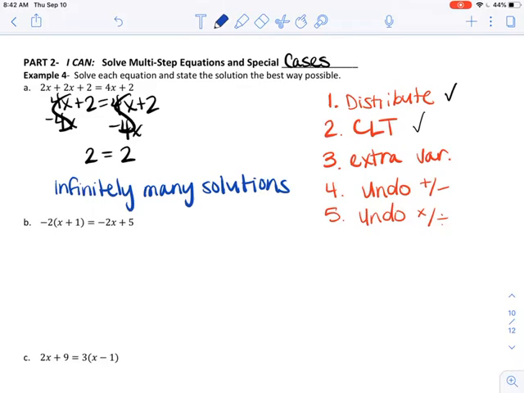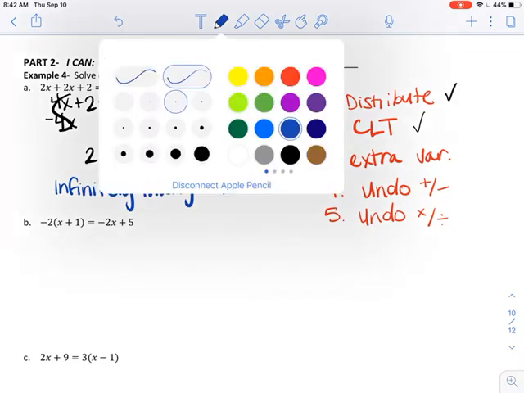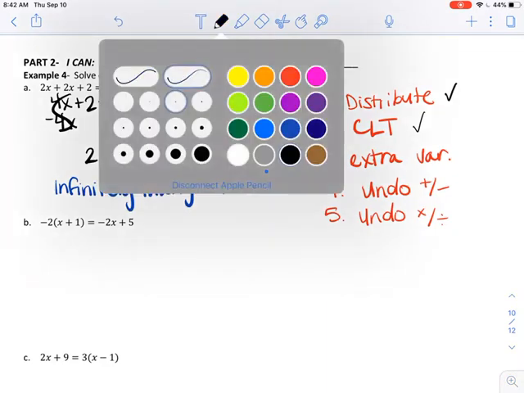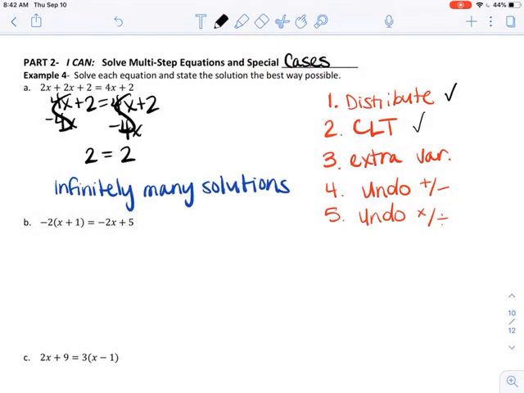Okay, so now we're going to go ahead and do the next one. Here's our first special case. And B, I don't actually know if it's a special case or not. Let's see. I'm going to go ahead and solve. Let's go through and do my steps. First, I distribute. So I'll do that one first. And I get on this side negative 2x minus 2 equals negative 2x plus 5.